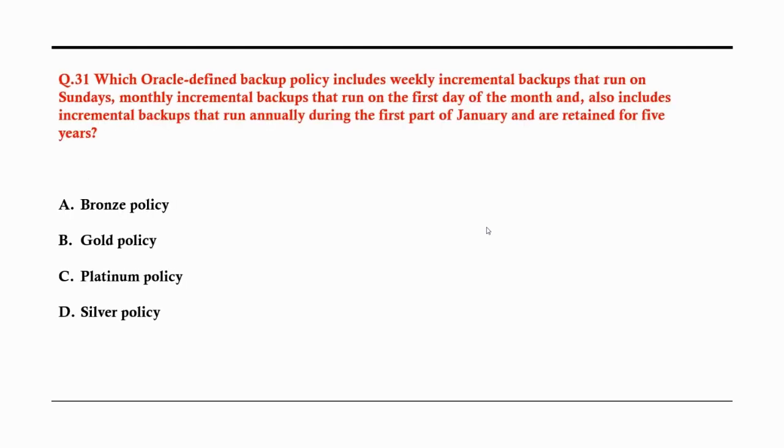Question 31. Which Oracle-defined backup policy includes weekly incremental backups that run on a Sunday, monthly incremental backups that run on the first day of the month, and also an incremental backup that runs annually during the first part of January and is retained for 5 years? Currently, Oracle has three different policies: bronze, silver, and gold. But silver is the right one because it is used for weekly backup. Hence, the answer is D, silver policy.